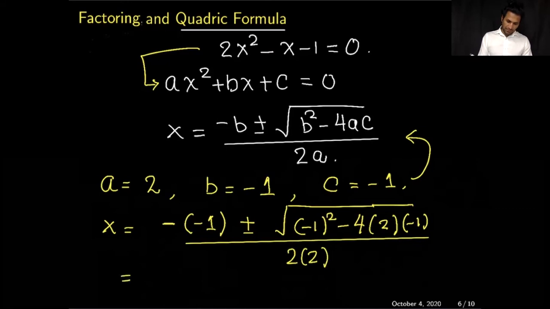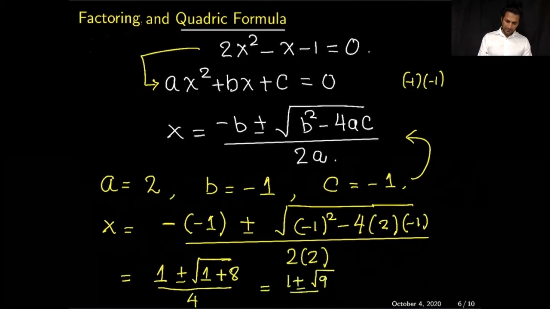So next we will simplify this formula. Negative, negative, positive. So I will get positive 1 here, plus or minus the radical. Here 1 squared: if you have negative 1 squared, it means negative 1 times negative 1, which will become a positive 1. And here is negative 4 times 2 times negative 1, which will be positive 8. And the whole thing is divided by 4. And then we will simplify: 1 plus or minus the radical of 9 divided by 4. The radical of 9 is 3, so it's plus or minus 3 divided by 4.